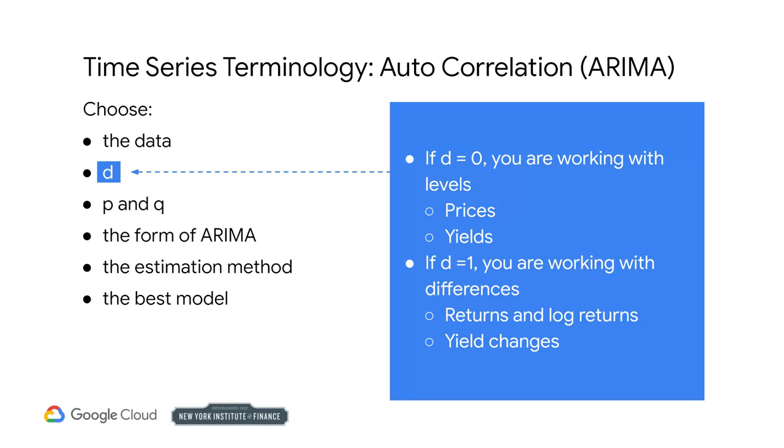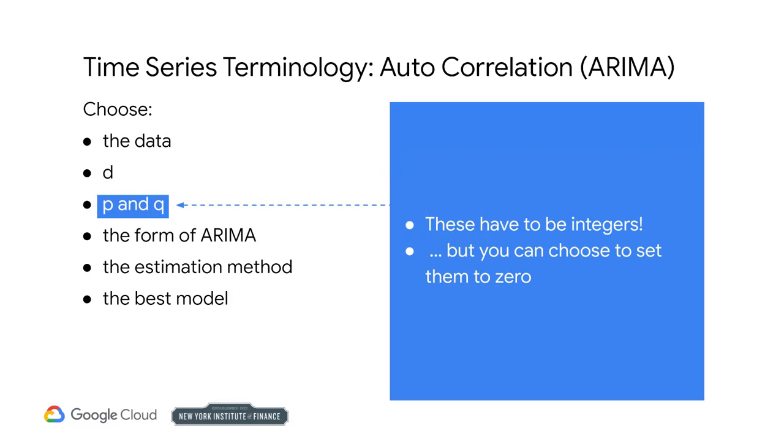Suppose instead you work with bond yields. If you decide to work with yields, then D is equal to 0. If you work with yield changes, then you effectively choose D to be 1. The general terms for prices or yields is levels. The general term for returns or yield changes is differences. If you use levels, you will get one set of results. If you use differences, you will get a different set of results. Neither model may be incorrect. However, you may be more justified in using one model than the other.